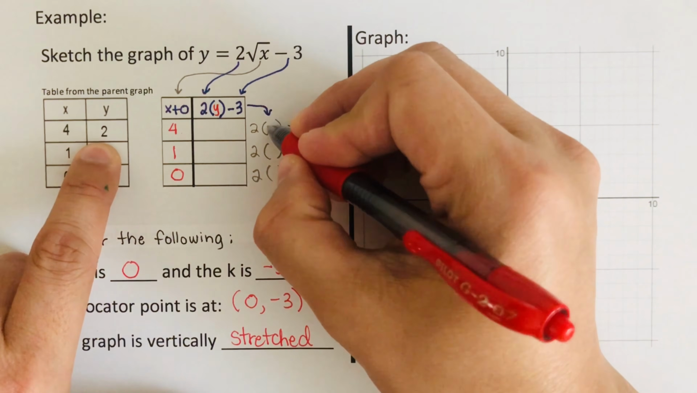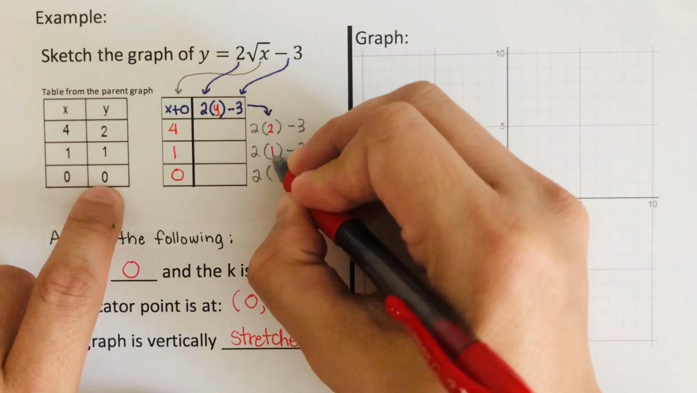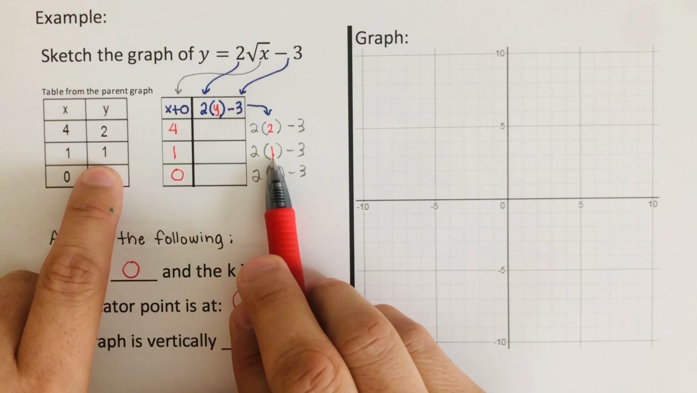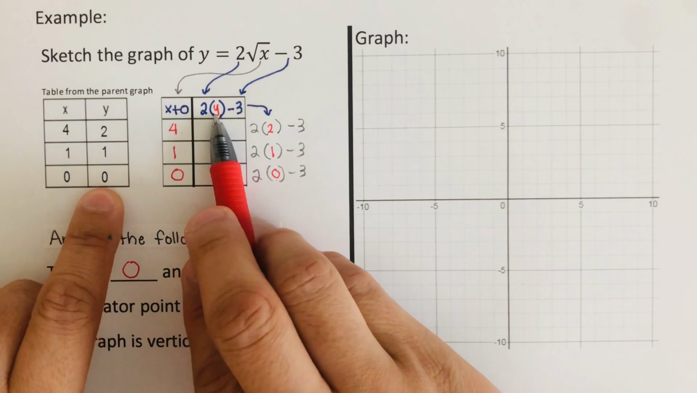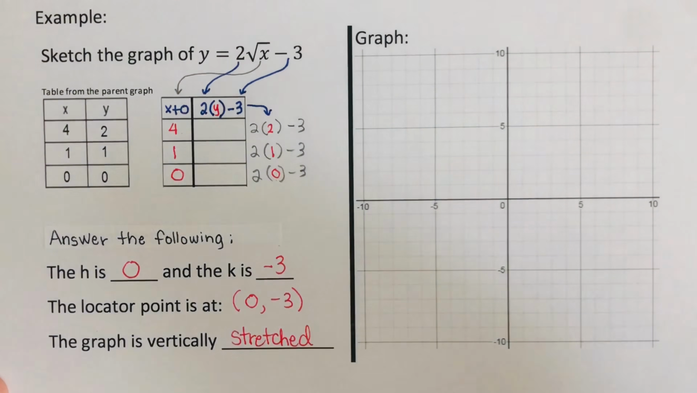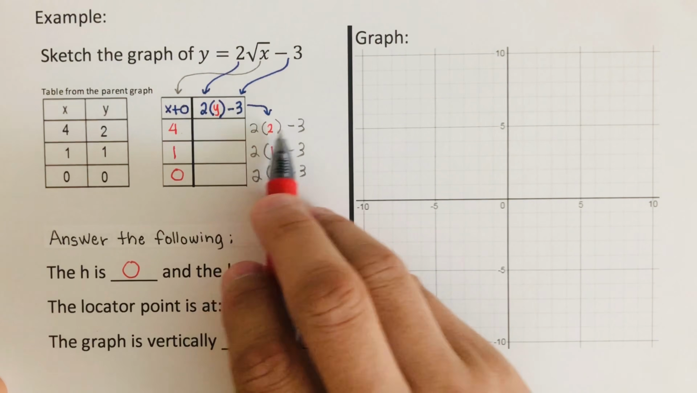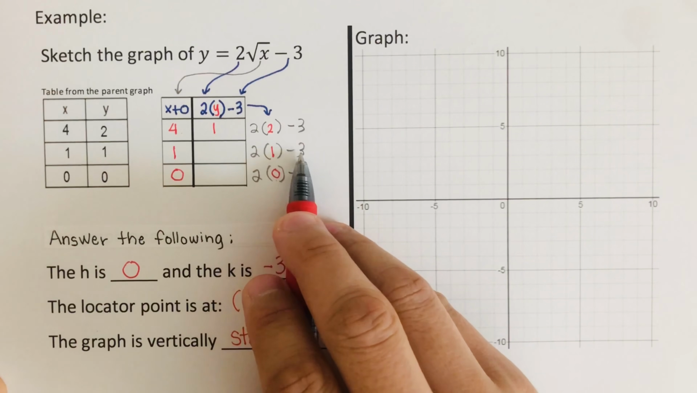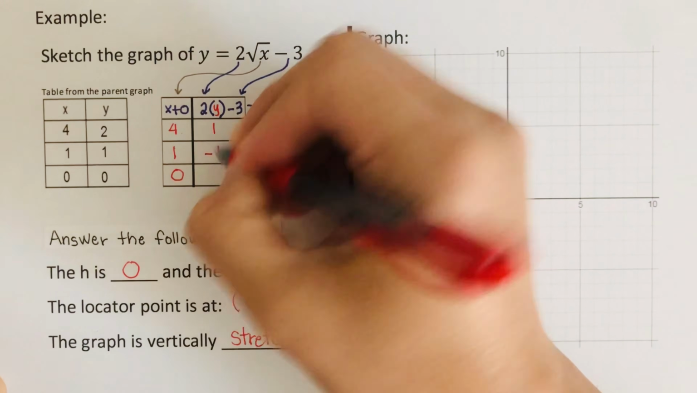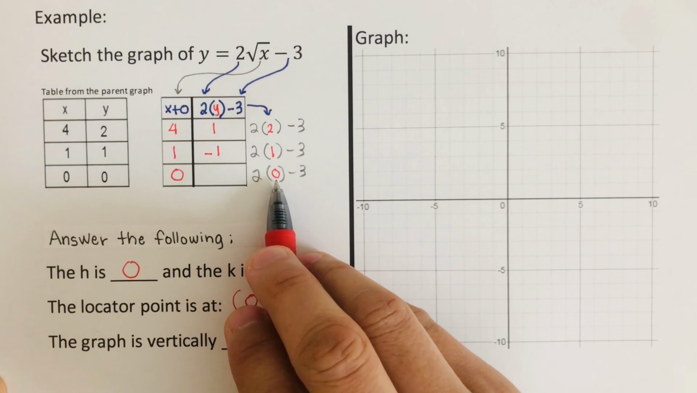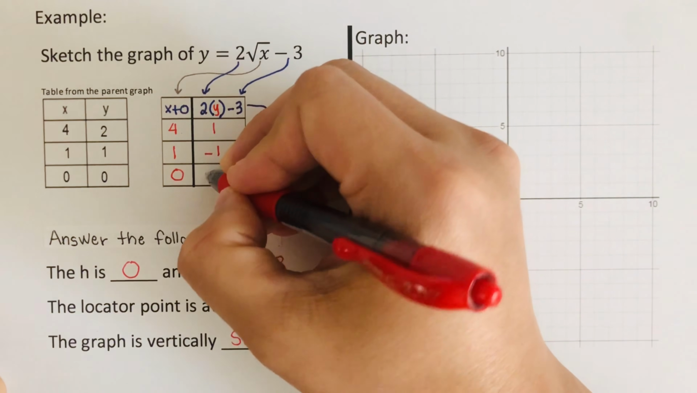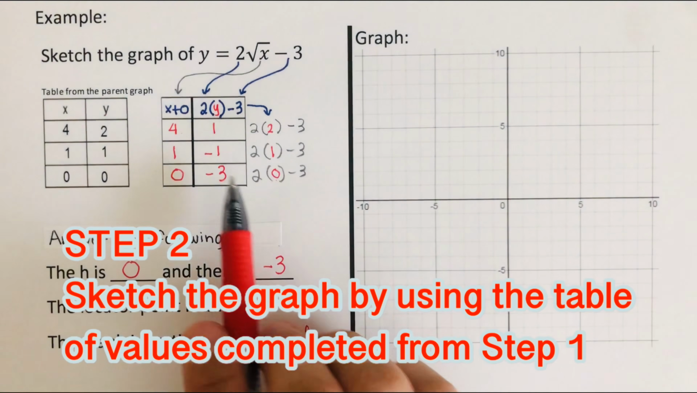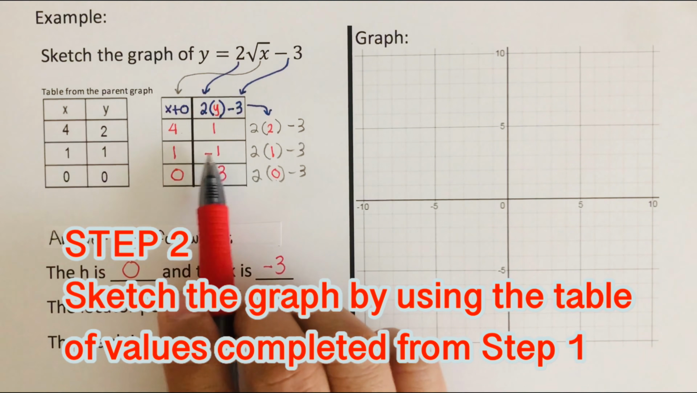So that would be 2 right here. This would be 1, and this would be 0. So what I did was I put those values into the y. So if we do the math here, 2 times 2 is 4, 4 minus 3 is 1, 2 times 1 is 2, 2 minus 3 is negative 1, and then 2 times 0 is 0 minus 3 is negative 3. The second step is to sketch the graph using these values that we have here from step 1.